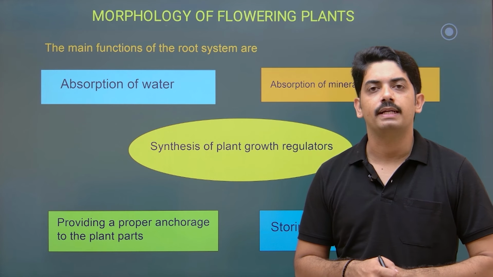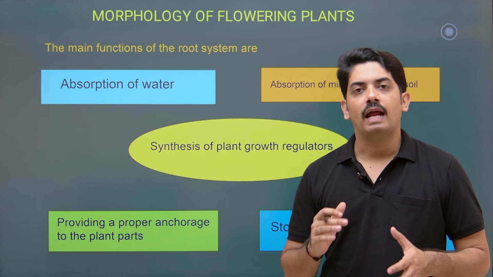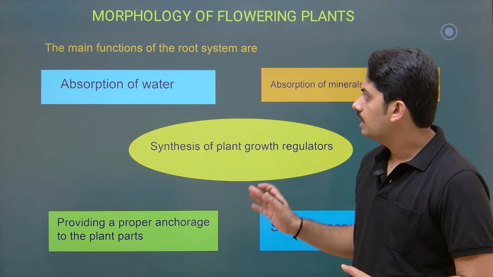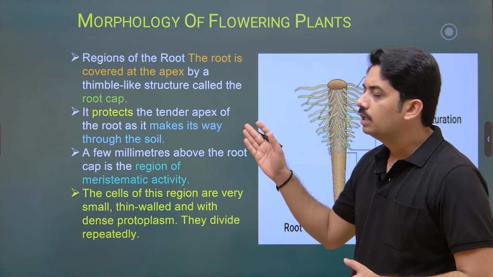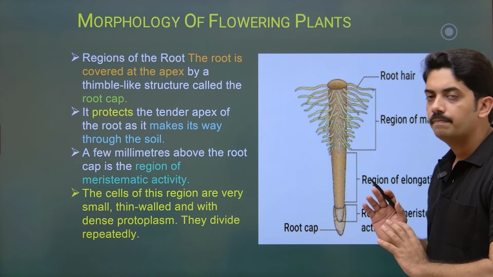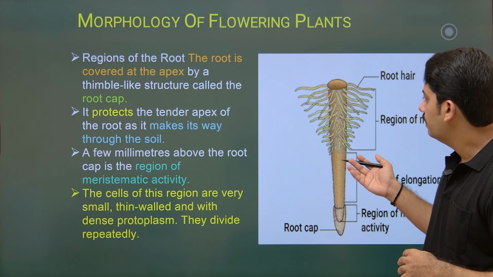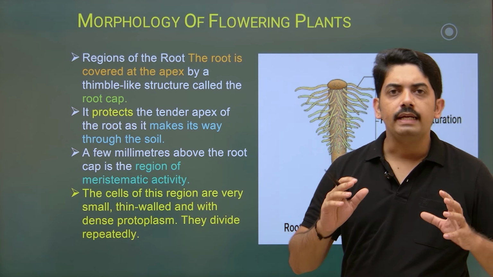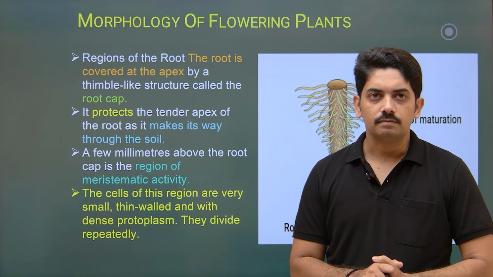In many of the plants, on set of unfavorable conditions, they store the food in the roots. Okay, so these are some of the functions of the root. Now coming to regions of the root, just look at this picture. So this is the root cap, meristematic region, zone of elongation, zone of maturation. We'll go in detail about this topic, structure of root.